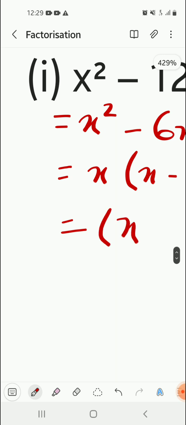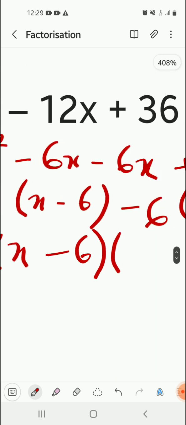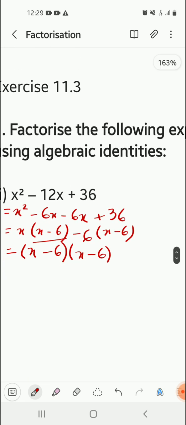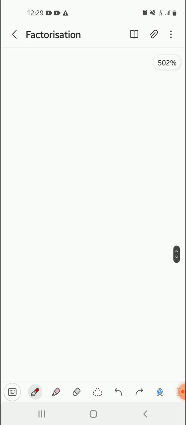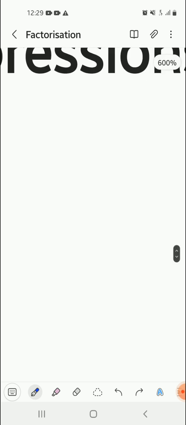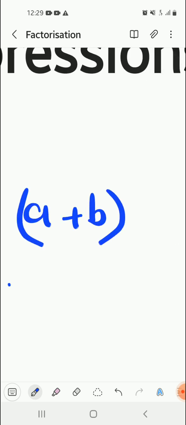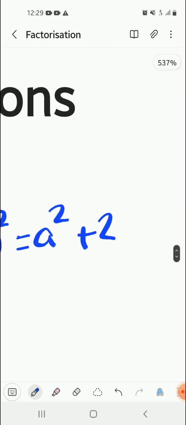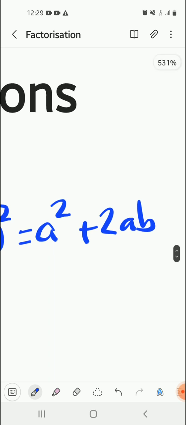So the first factor is the common one, x minus 6. The second factor is also x minus 6. That is this x minus 6 and this x minus 6. There is another trick to it. See, if we list down all the formulas that we know, we are going to write it in this manner. (a plus b) whole square, that is a square plus 2ab plus b square.